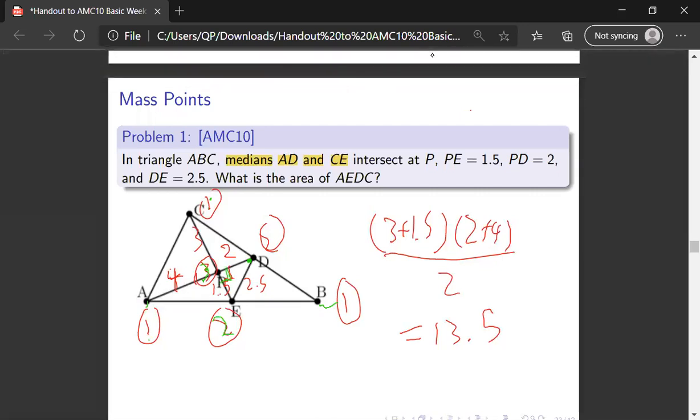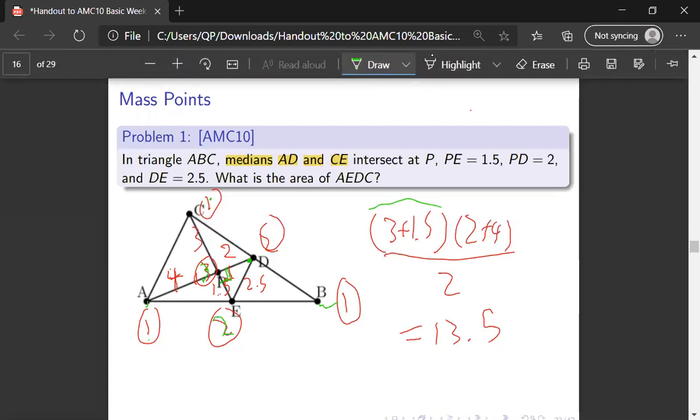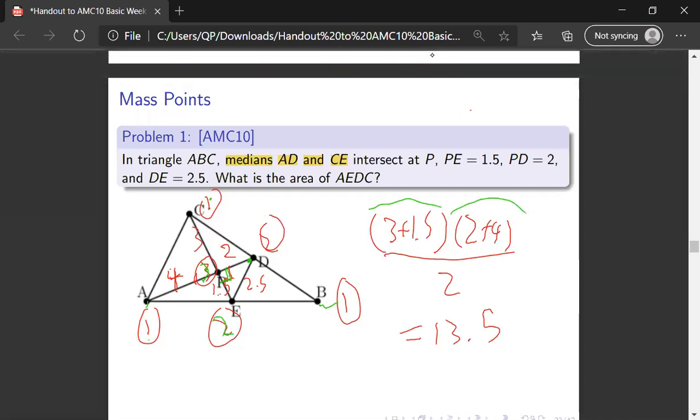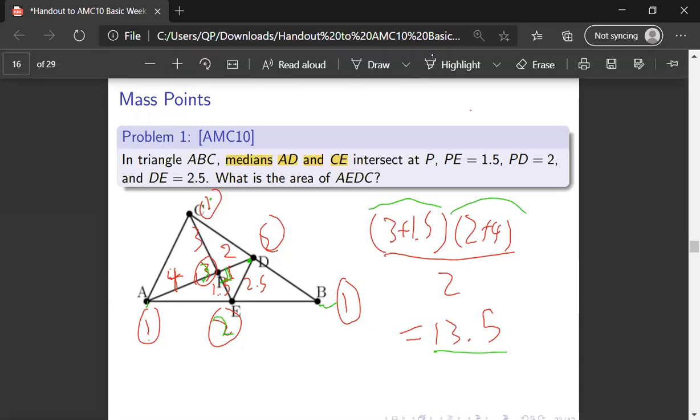And so the diagonals of AEDC are perpendicular to each other, and one of the diagonals has length 3 plus 1.5, while the other has length 2 plus 4, and so the area is 1/2 of their product, which is 13.5. All right, so are there any questions?